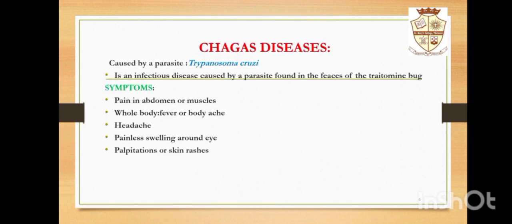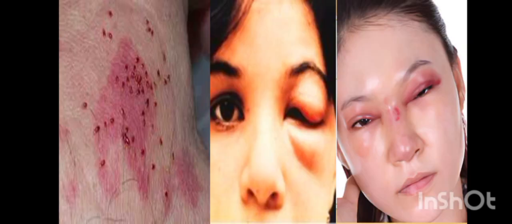Let's discuss Chagas disease. It is caused by a parasite called Trypanosoma cruzi. It is an infectious disease caused by a parasite found in the feces of the triatomine bug. Symptoms: pain in abdomen or muscles, whole body fever or body ache, headache, painless swelling around the eye, palpitation or skin rashes. Figure showing the symptoms of Chagas disease.